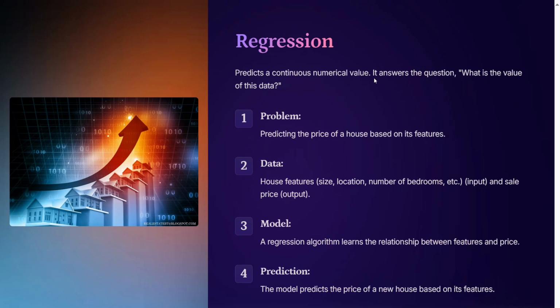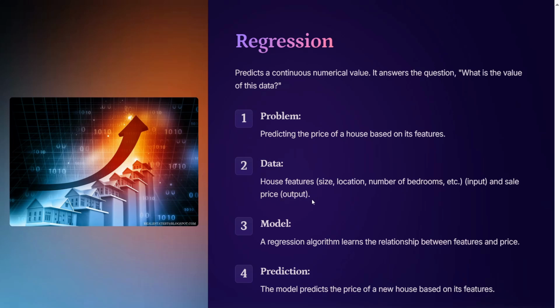Regression helps us answer the question, what is the value of this data? Let's say we want to predict the price of a house based on its features. Now, this is a basic regression problem. In this case, our data includes house features like the size of the house, the location of the house, number of bedrooms, and so on. These features will be our input, and the sale price of the house will be our output.